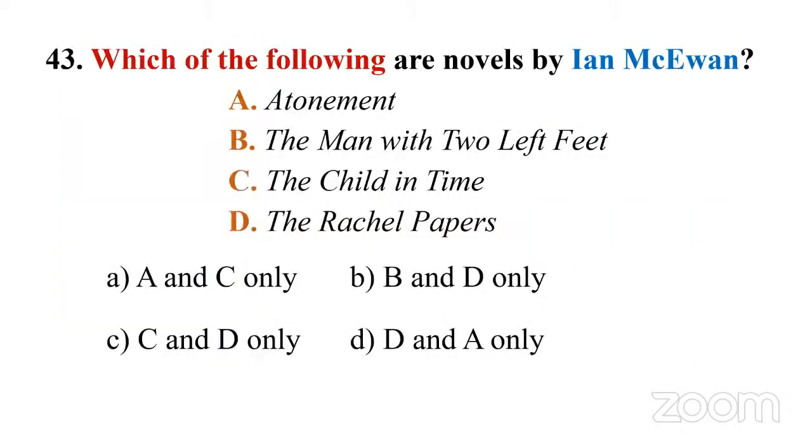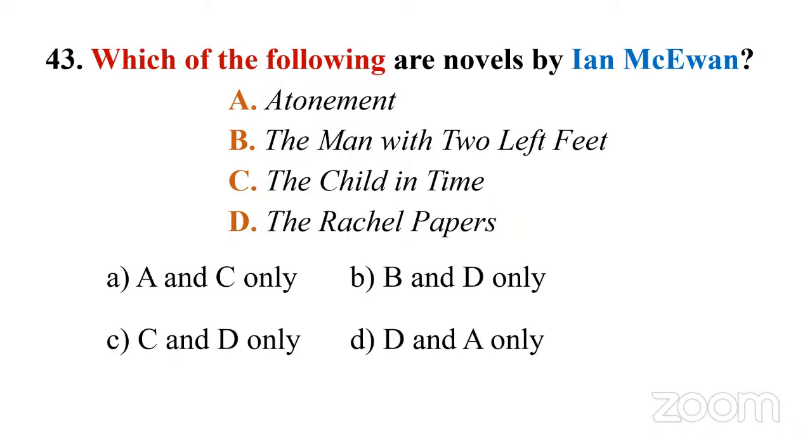Now let's go to question number 43. Which of the following are novels by the British writer Ian McEwan? So we have 4 novels here. A, Atonement. B, The Man with the Two Left Feet. C, The Child in Time. D, The Racial Papers. So options: A and C only, in the sense Atonement and The Child in Time only. B and D only. C and D only. D and A only.